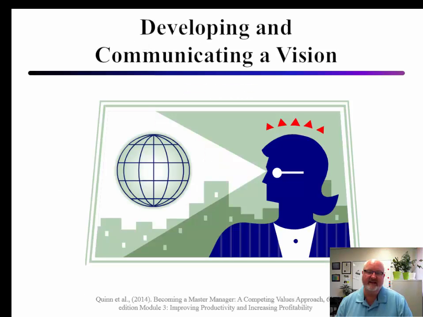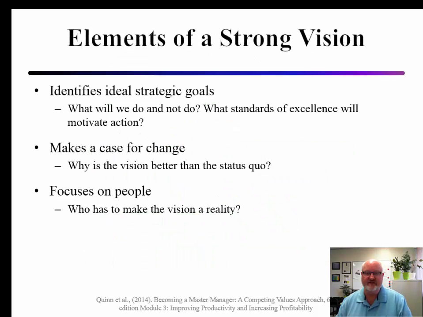So developing and communicating a vision is really important with the rational goal model. And the elements of a strong vision are part of identifying that strong vision, or the elements of a strong vision is identifying ideal strategic goals.